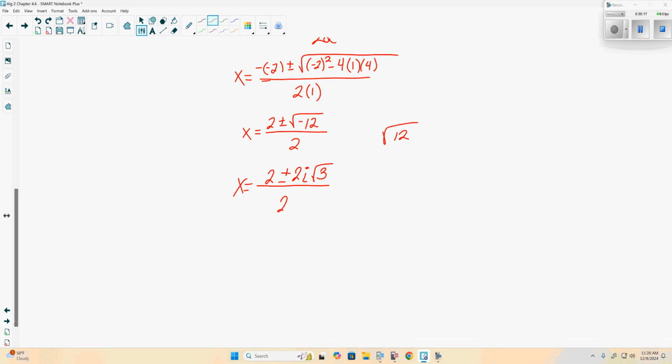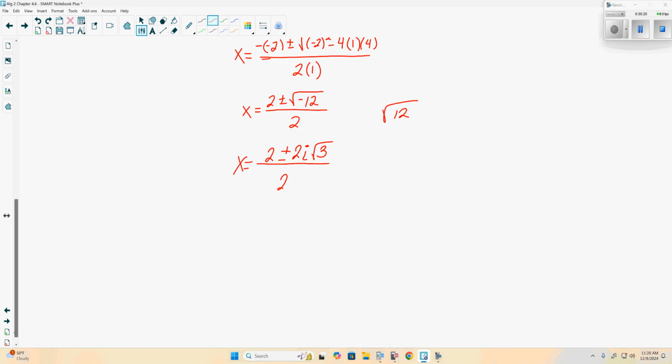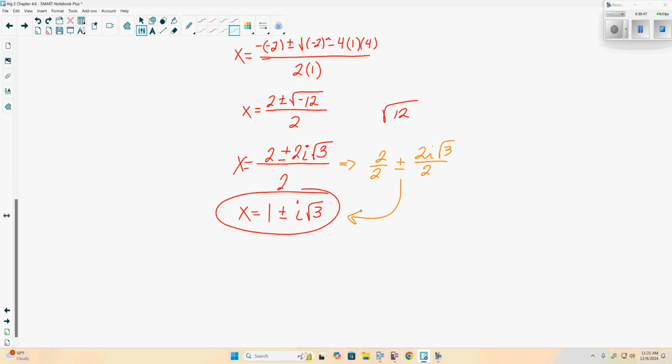Is there a common factor between all three terms, the two terms on top and the bottom? 2. We can divide all these by 2, because 2 divided by 2 is going to be 1. Our 2i divided by 2 is going to be i. Square root of 3, divided by 2. Because really what we've done is split it apart to 2 over 2, plus or minus 2i square root of 3 over 2. And both of those simplify down. The 2 over 2 becomes 1. The 2i over 2 becomes i.